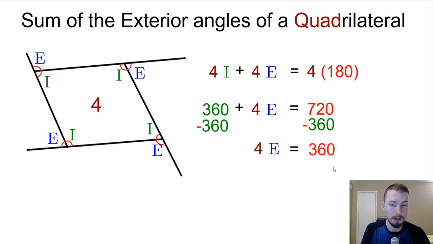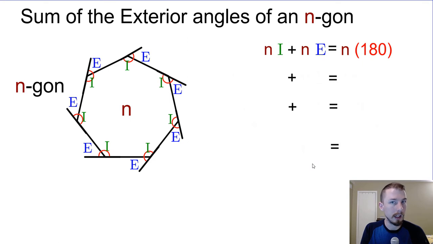So that's interesting, because it was 360 degrees for the triangle. Now it's 360 degrees for the quadrilateral. So what do you think it is for the pentagon? Believe it or not, it's actually still 360 degrees. So for all polygons, regardless of what they are, the number of sides, their exterior angles are always going to add up to 360 degrees.